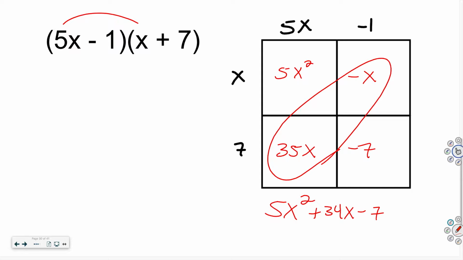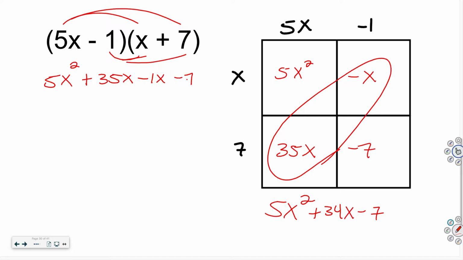Same thing, we can distribute the 5 here, and then we can distribute the negative 1 here. So 5x times x is 5x squared, plus 35x, minus 1x, minus 7. And then we get 5x squared plus 34x minus 7, combining the two middle terms, 35 minus 1.